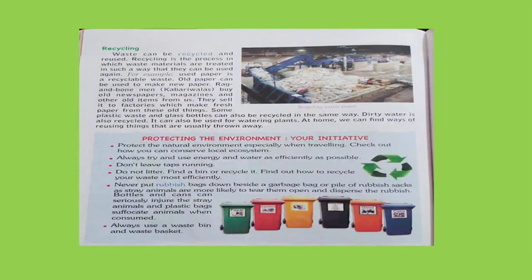Now, old paper can be used to make new paper. Rag and bone men, kabadiwalas, buy old newspapers, magazines and other old items from us. They sell it to the factories which make fresh paper from old things. Some plastic waste and glass bottles can also be recycled in the same way. Dirty water is also recycled. It can also be used for watering plants. At home, we can find ways of reusing things that are usually thrown away. So recycling is a very good method to reuse the things which are used.